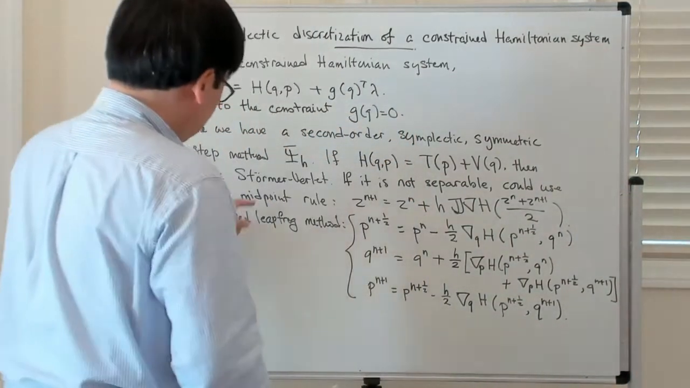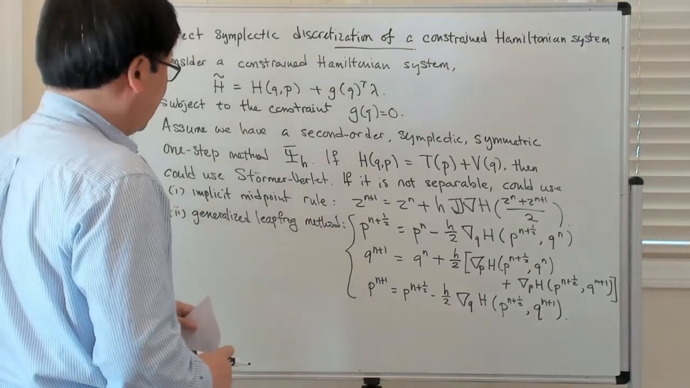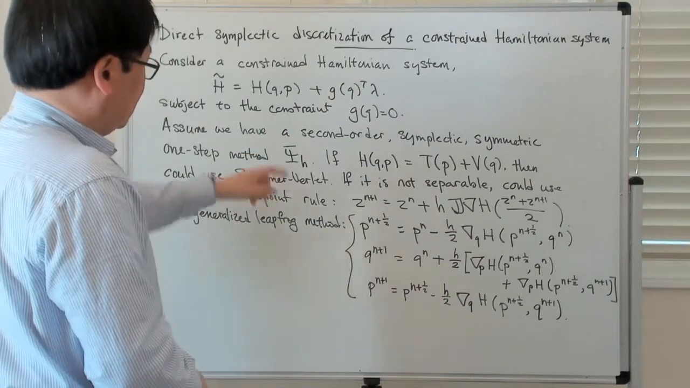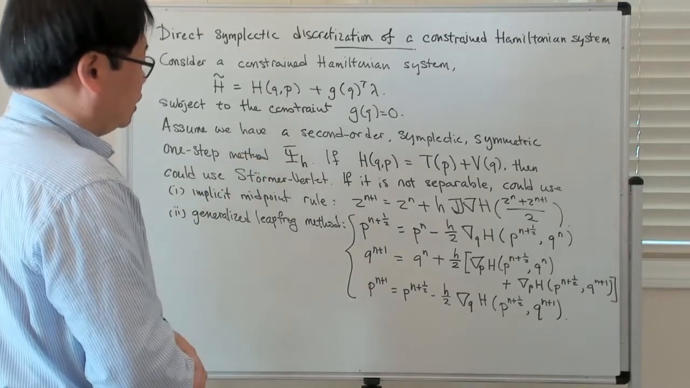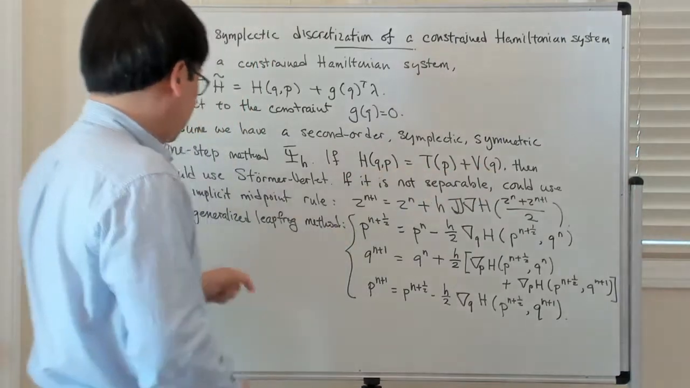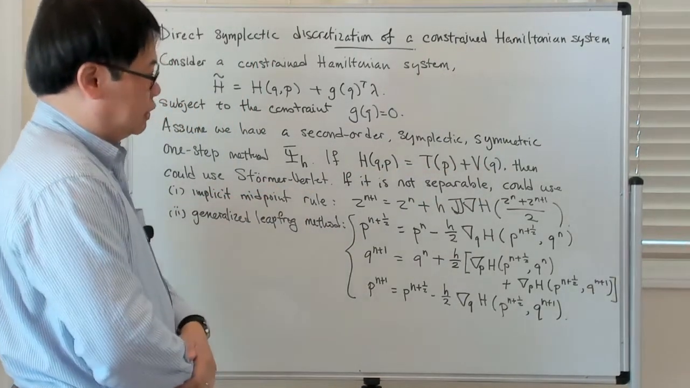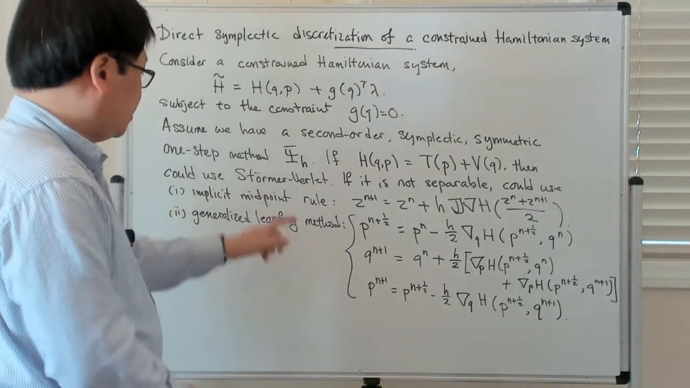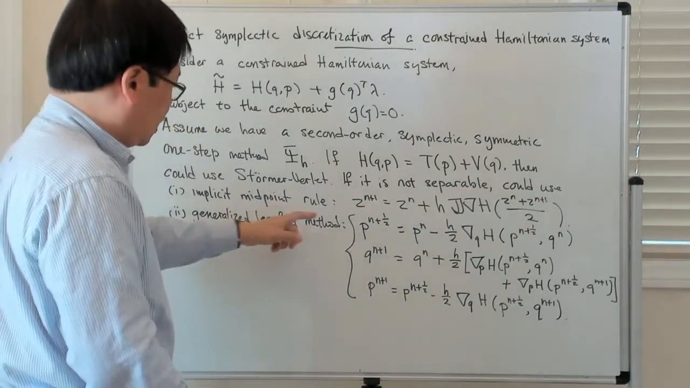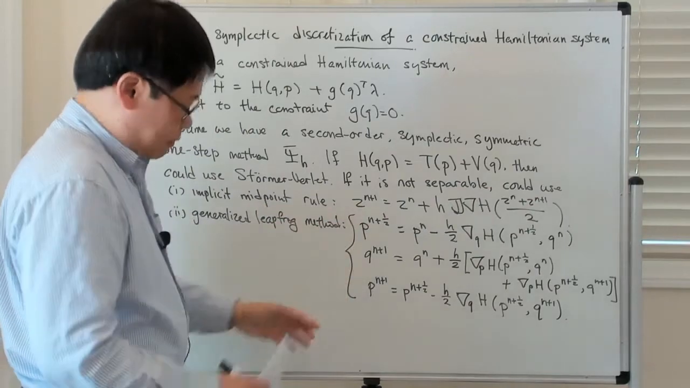So let me just recap. We need to have some second order symplectic symmetric one-step method, which we denote by psi h. Some possibilities: if the Hamiltonian is separable, then you can use the Störmer-Verlet method. And if it's not separable, you can use the implicit midpoint rule, which is given here, or you can use this generalized leapfrog method, which is given here.